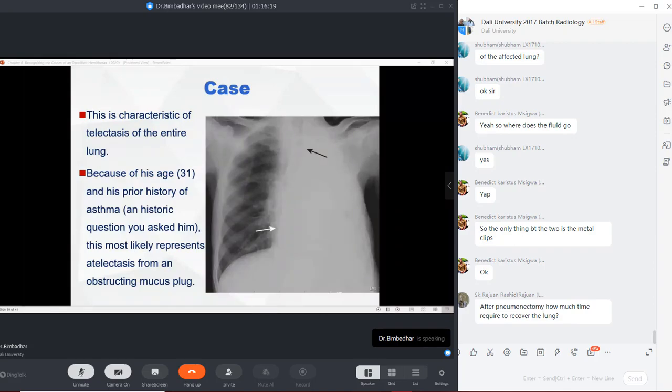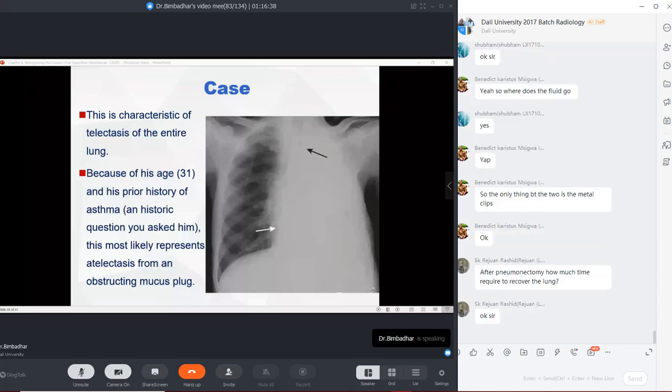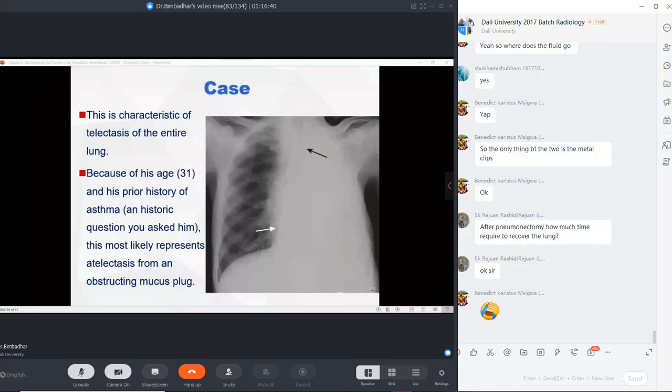Rich1, you are not even understanding. Pneumonectomy means to say I am removing the lung. So why do I have to recover the lung? Lung is not even present there, man. Understand? Lung is not even present.